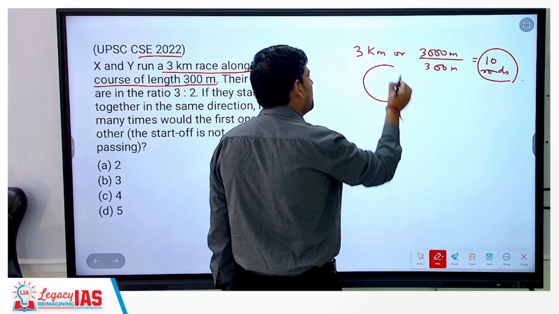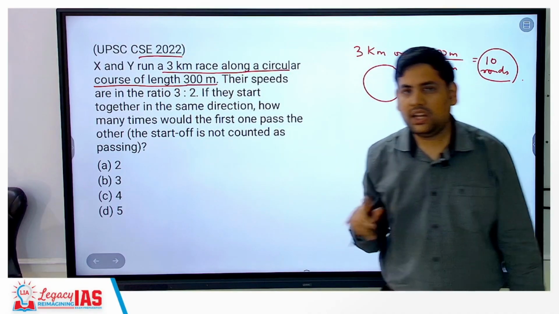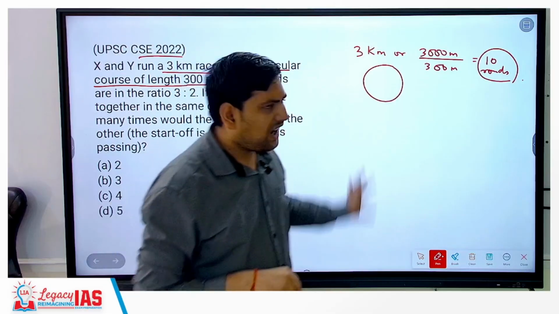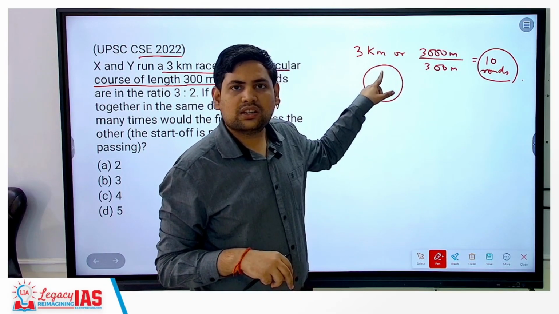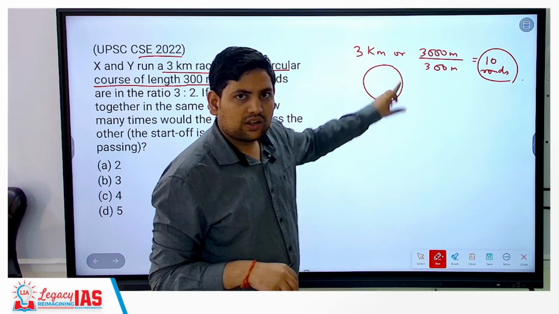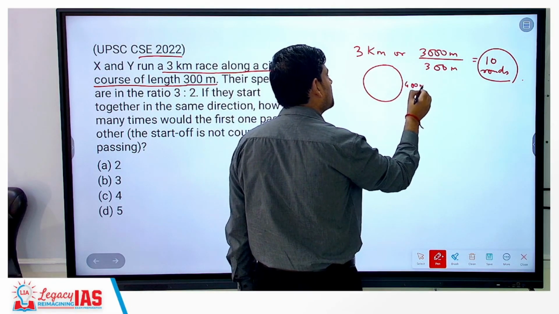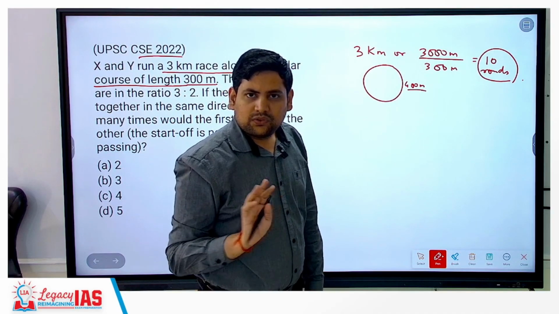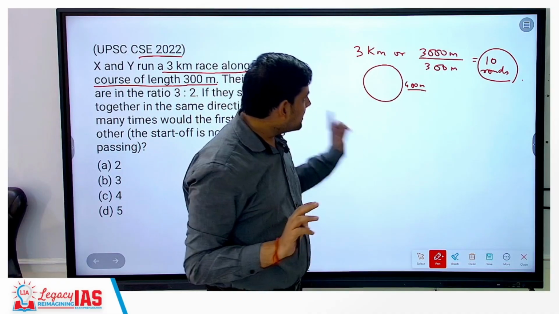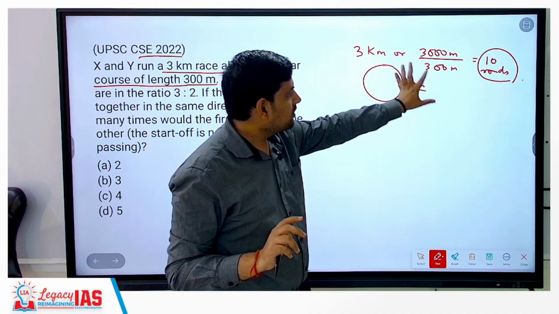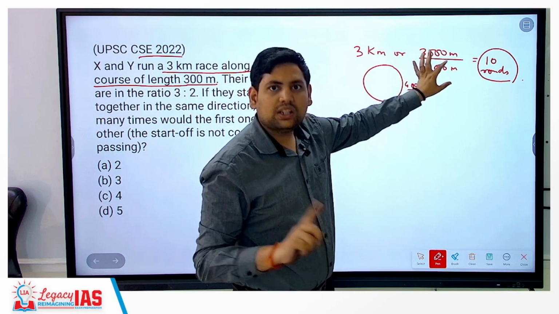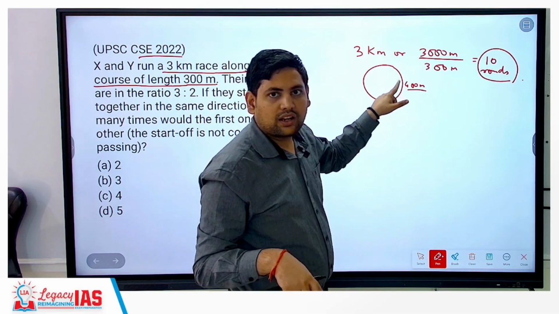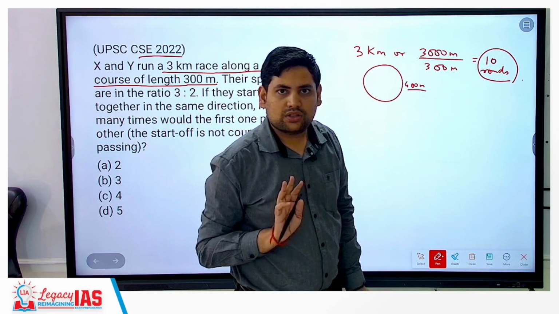For example, you go to a garden and you have, let's say, an aim: I'll walk for 4 kilometers today. Now the garden won't be a 4 kilometer circumference. Let's say this garden is only 400 meters. Then what will you do? You will cover 10 rounds of this garden to cover 4000 meters or 4 kilometers. Similarly, they are doing it here as well. They have to cover 3000 meters, it's a 3 kilometer race, and 300 meters is the length of this entire track. So therefore they will cover 10 rounds.